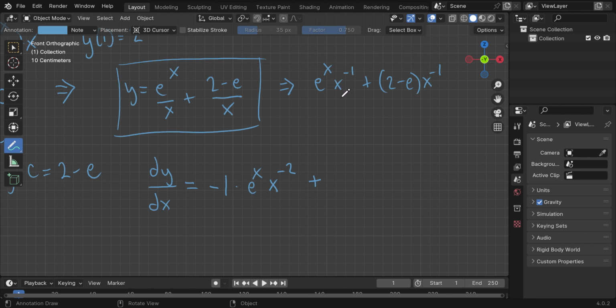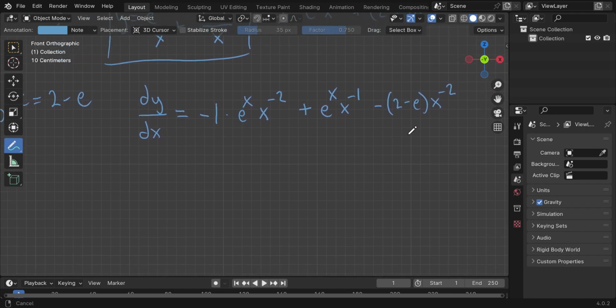Then we're adding the derivative where we leave the right variable and derive the left variable, e to the x. The derivative of e to the x is just e to the x, so we're left with what we started with. Then we take the derivative of the second piece, which is just a constant times x to the negative 1, so that's pretty easy to derive. We just have negative 2 minus e times x to the negative 2.